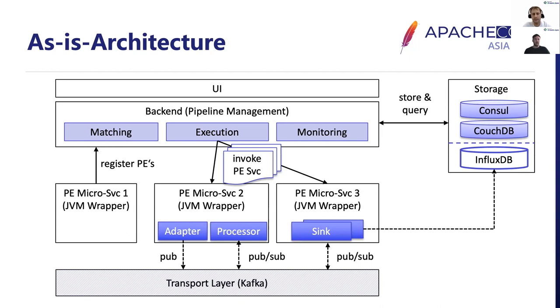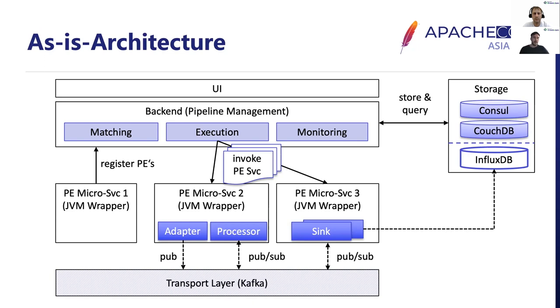And then of course there's an execution module that sends out the individual invocation requests that contain the user configurations for the individual pipeline elements that are to be started on the pipeline element microservices that have been registered previously. And on the other side, we use several storage options to store and query, for example, pipeline descriptions. And we use, for example, Influx to store historical data currently.